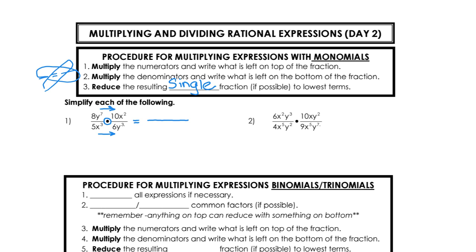All right. So number one, when we go across the top, we multiply our coefficients, we get 80. x squared, y to the 7th would be our variables. Across the bottom, our coefficients would multiply to 30, x cubed, y cubed. And then we're going to do step 3 where we reduce.